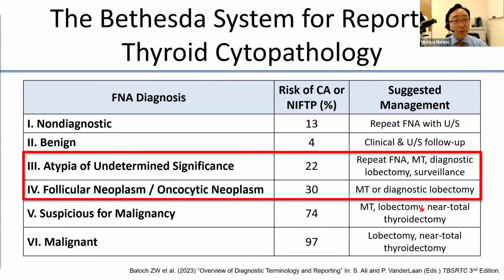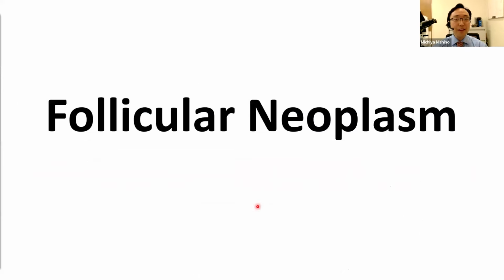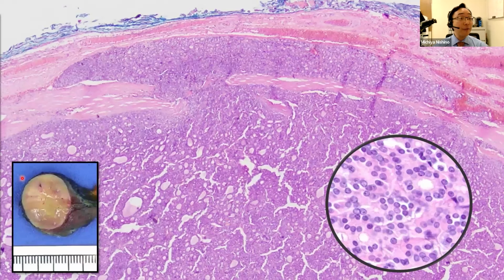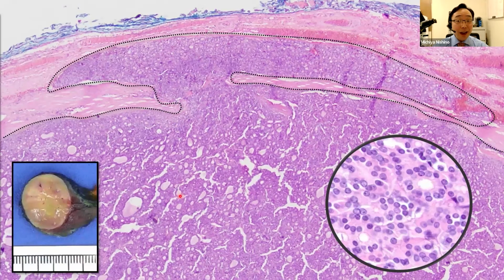The two main indeterminate categories in the Bethesda system are atypia of undetermined significance and follicular neoplasm. We'll briefly go over each of these categories, starting with the follicular neoplasm category. To understand this category, let's take a look at this example of a follicular carcinoma, which is grossly encapsulated, but demonstrates microscopic evidence of tumor invasion through the fibrous capsule of the tumor and into some capsular blood vessels as well. While this histology is diagnostic of malignancy, its cytology is not.